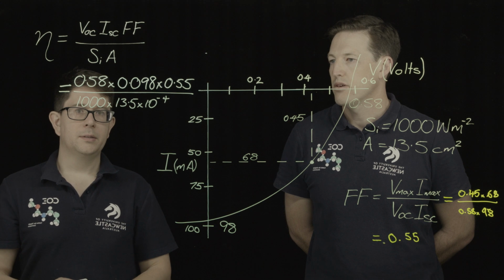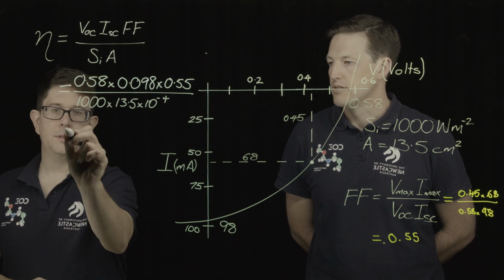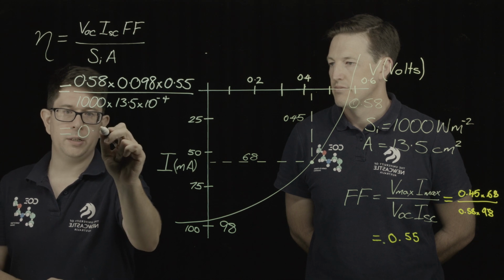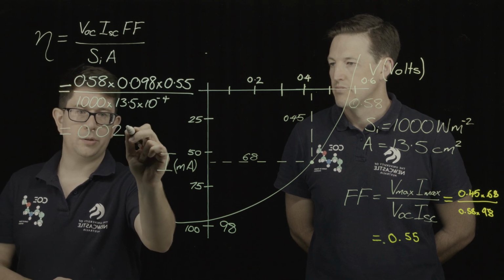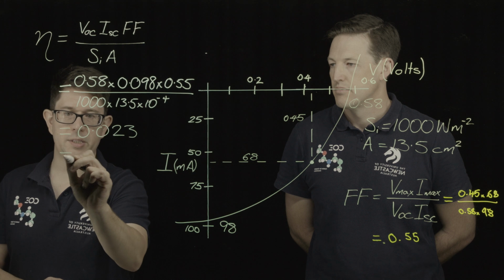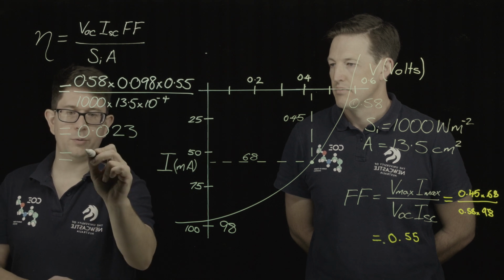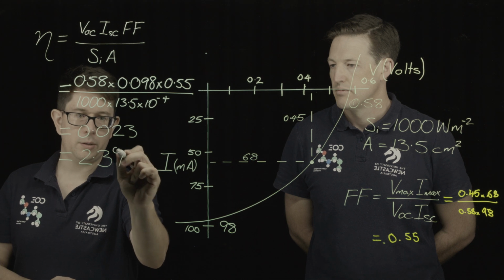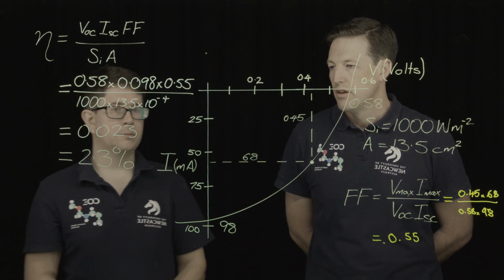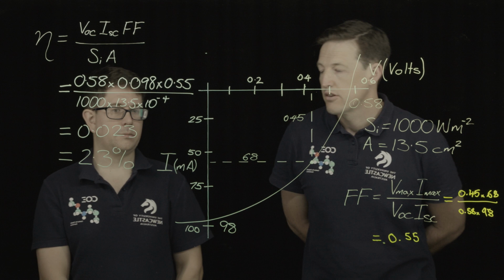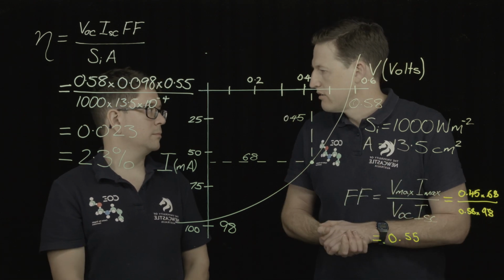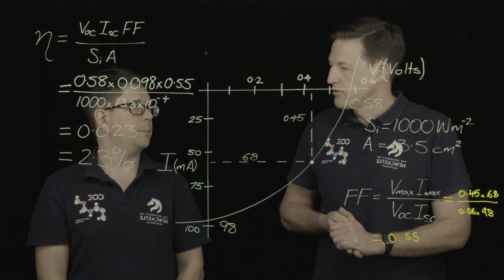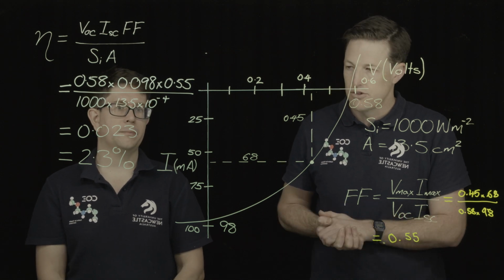Okay. So if we run those numbers, what do we get? We should get something like 0.023, which is a fraction of 1, which we would commonly call 2.3%. So 2.3% of the energy that's coming in from the sun is being converted into electrical energy in the solar cell. So it's a 2.3% efficient cell.